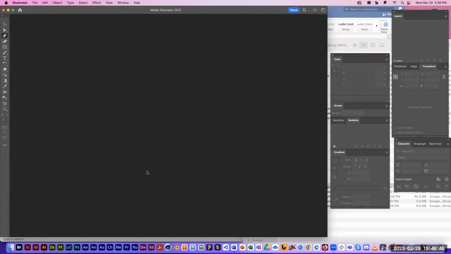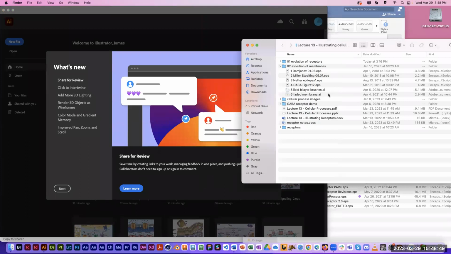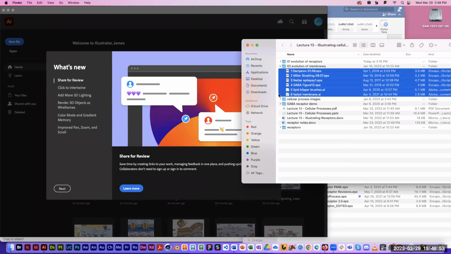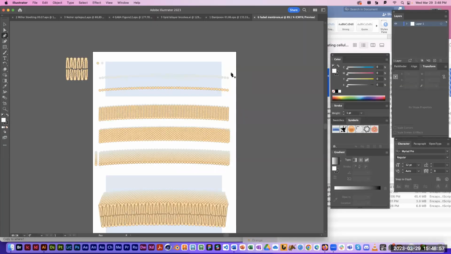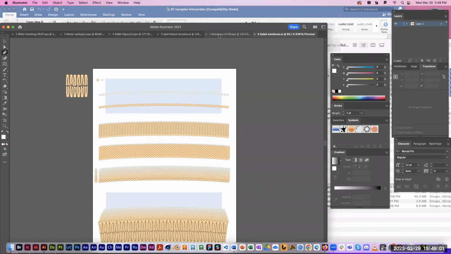So let me show you some cell membranes. Again, showing how those have kind of evolved over time.